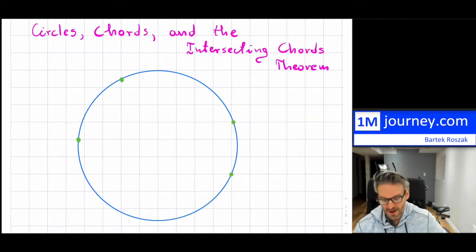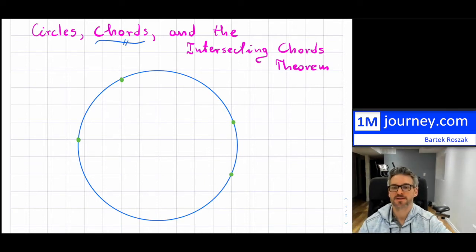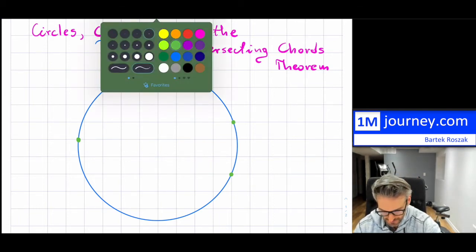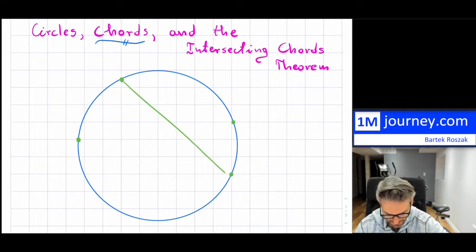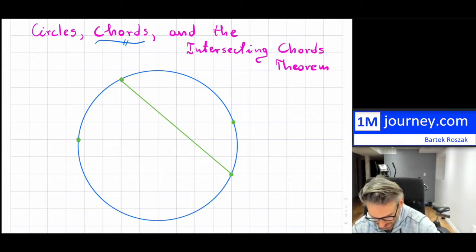If you want to create a chord, a chord is nothing else but simply connecting 2 points on a circle together. And I can do that here. I'm going to just arbitrarily connect these 2 points. That is a chord. And you can take any other 2 points that you like, connect them, and you'll have a chord. So here is one chord. And I can connect the other ones.